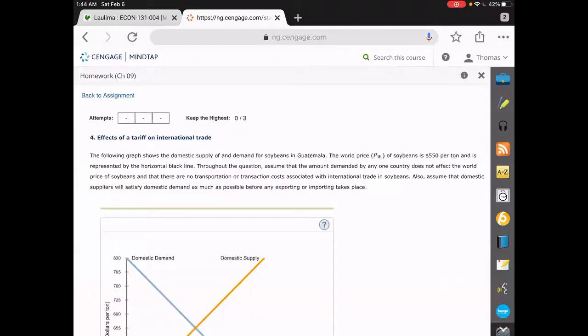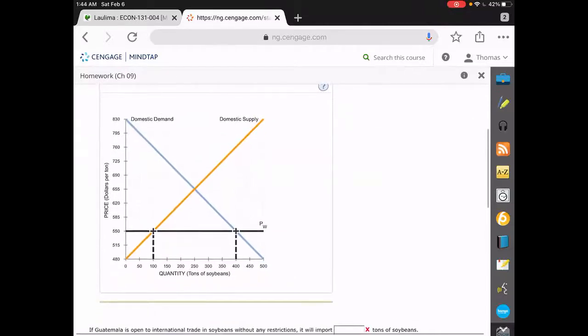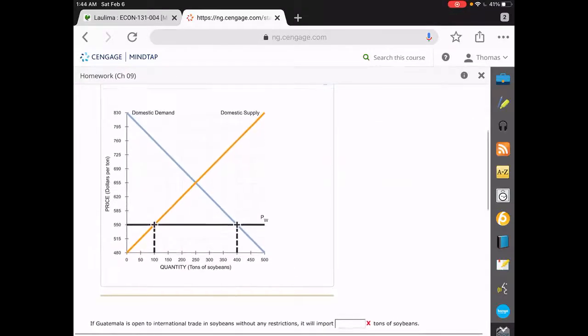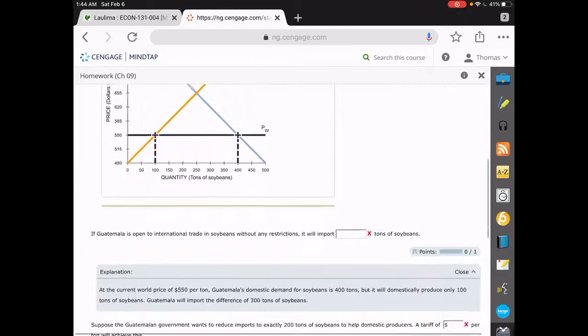So now when we're looking at the tariff here in Guatemala, and the price is 550, how much is it going to import? Again, it's going to be the difference between 400 and 100. So it's going to be 300.